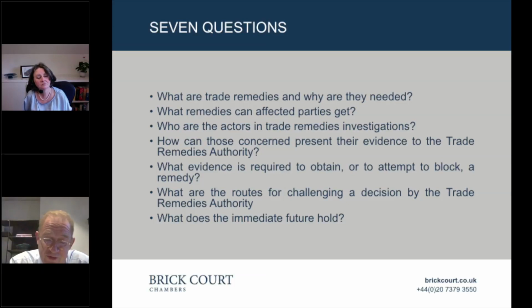For dumping and subsidy investigations, the standing requirement is met when an application is supported by the UK producers whose collective output makes up at least 25%. We've seen that, and is not opposed by UK producers whose collective output is greater or equal to that percentage. And in safeguard proceedings, so surge cases, the same standing requirement must be met, but again, for goods which are like or directly competitive to the goods being investigated.